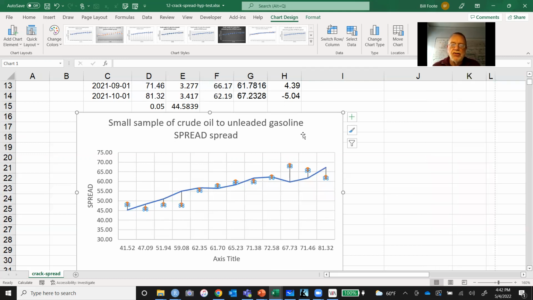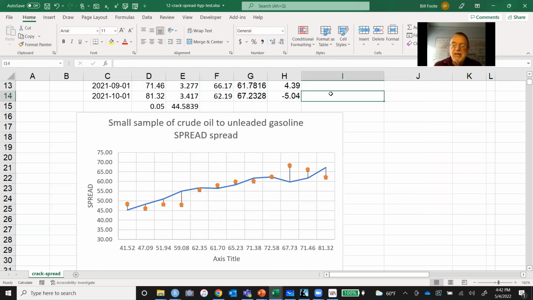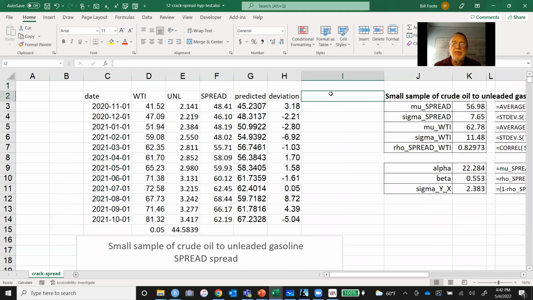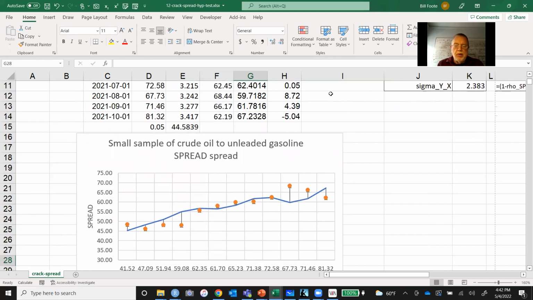These are the deviations. Where did we get the deviations from? Let's see where the deviations came from. They came from here, where we found spread minus predicted. What's the predicted? Alpha plus beta times D3. Okay. Just expanding our visual vocabulary here a little bit.